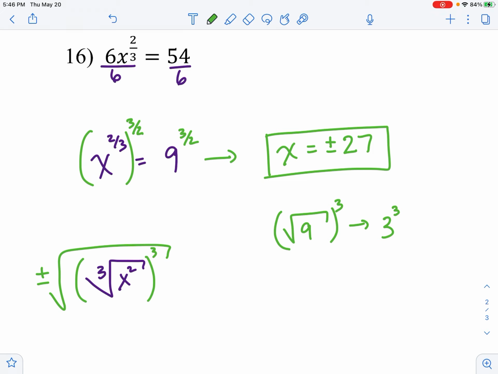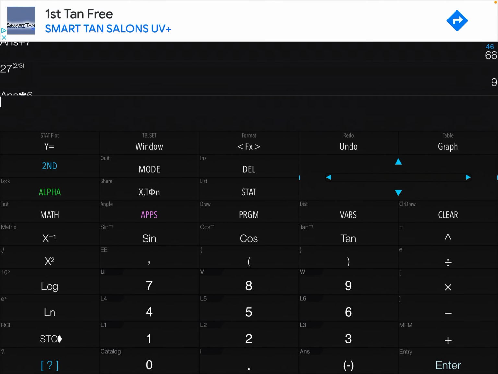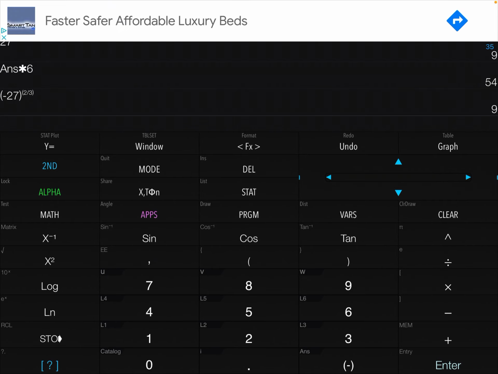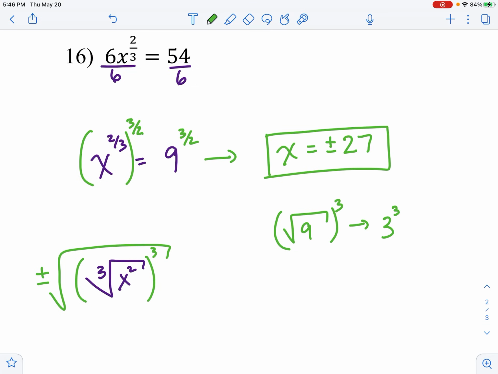I think you know if you plugged in negative 27, it would also work. Another quick note about your calculator though, if I typed in negative 27, just to be safe, it is a good idea to always put extra parentheses when in doubt. But when I plug in negative 27 to the 2/3, I again get positive 9, and so I do actually have both of those answers.